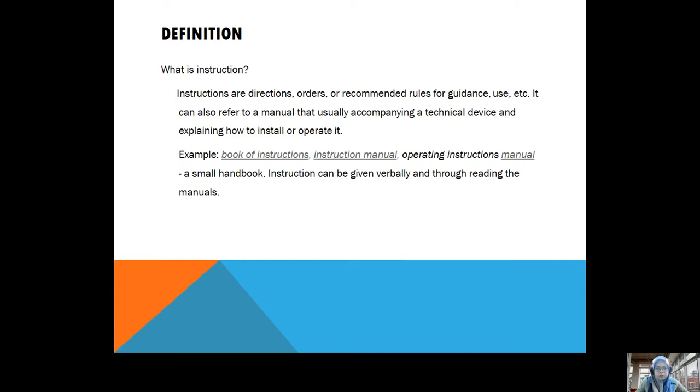So what is the difference between instruction and process? Instruction is basically telling you what to do. Meanwhile, the process describes how something is done. For example, book of instructions, instruction manual, operating instruction manual, it means a small handbook. Instructions can be given verbally or through reading. Verbally is like when we speak, as when I asked you to watch my recording lecture. That is an instruction.